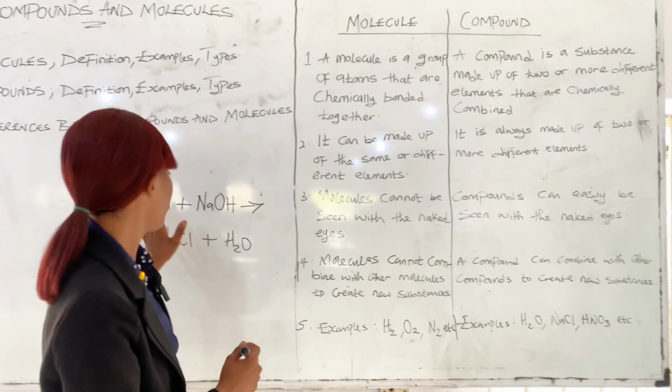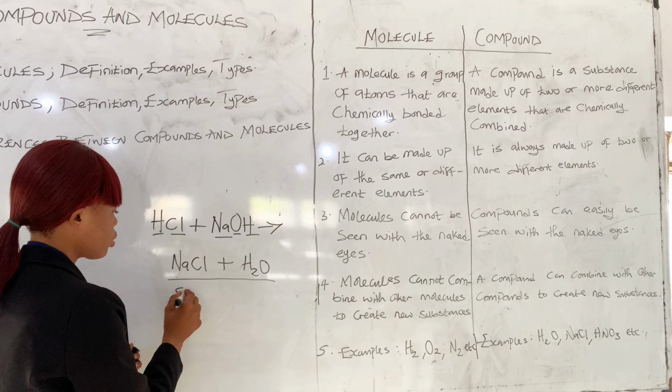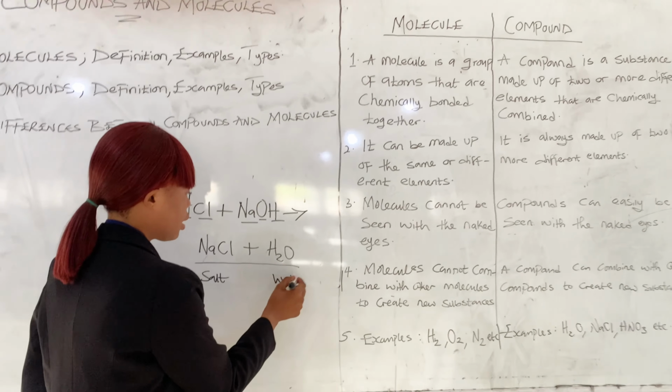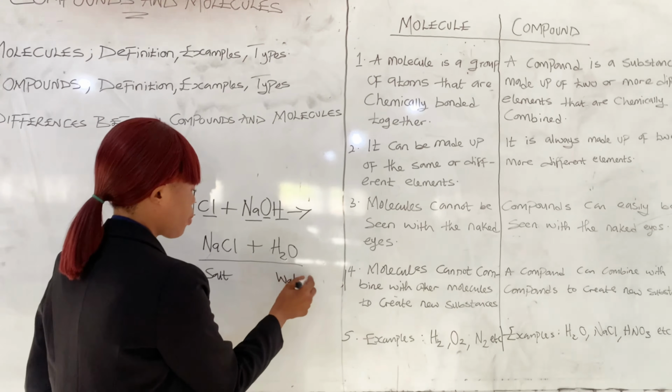So you can see that hydrogen chloride is a compound. Why? Because we have two elements here: hydrogen and chlorine. Also with sodium hydroxide, we have three elements present: sodium, oxygen, and hydrogen. So this is also a compound. When two compounds react, a new product is formed. For our products, we have salt and water. So when two or more compounds react, new products are formed, unlike in the case of a molecule which cannot create new substances.